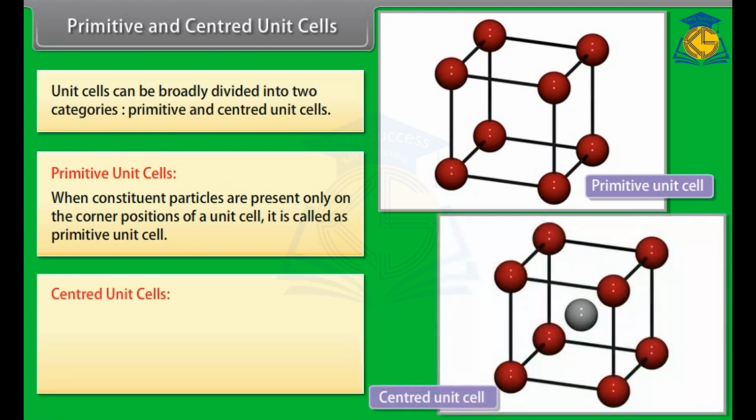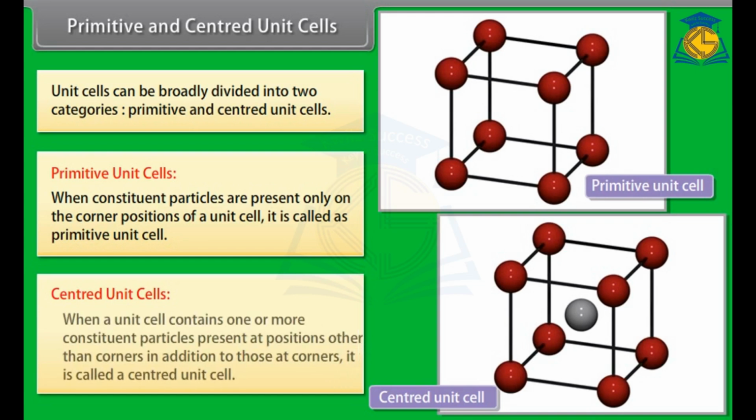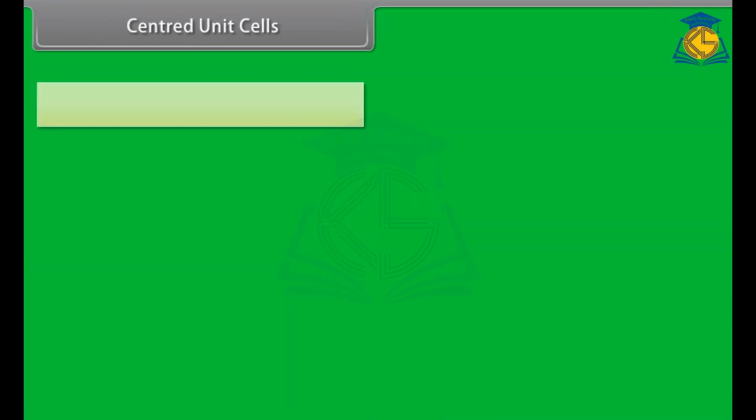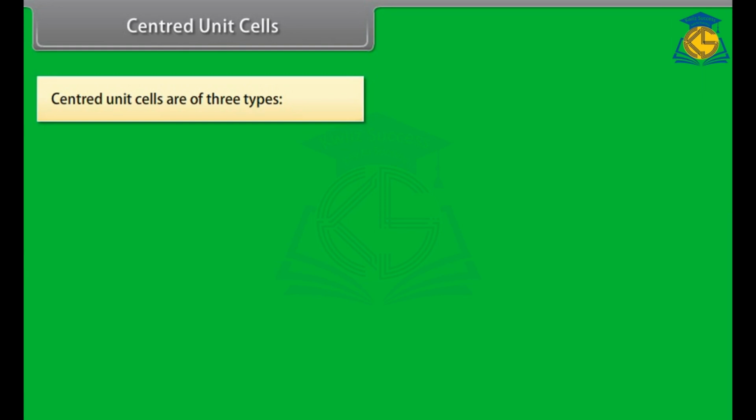B. Centered unit cells. When a unit cell contains 1 or more constituent particles present at positions other than corners, in addition to those at corners, it is called a centered unit cell. Centered unit cells are of 3 types.